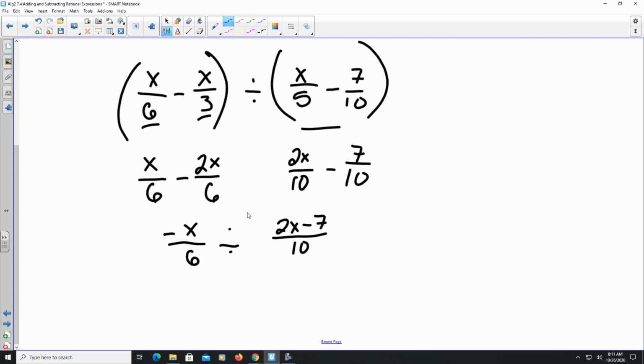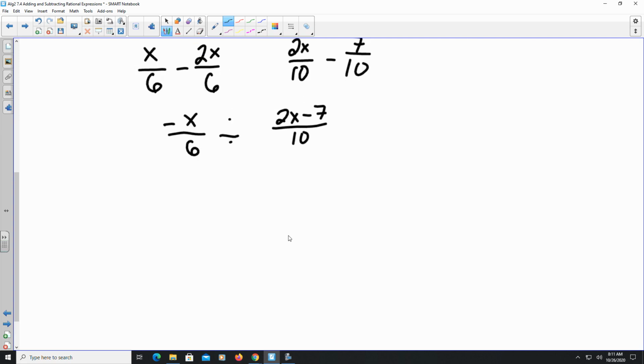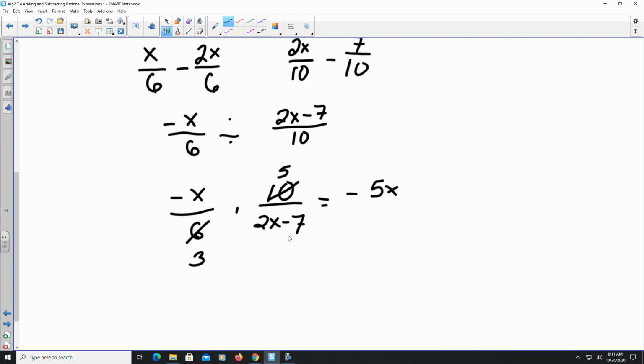Now I have one fraction on the left and one fraction on the right. I'm going to make it a multiplication. So it's going to be negative x over 6 multiplied by 10 over 2x minus 7. Looking at the 10 and the 6, both of them are divisible by 2, so this turns to 3 and this turns to 5. Now this becomes negative 5x on the top, and on the bottom, this gets distributed as 6x minus 21.